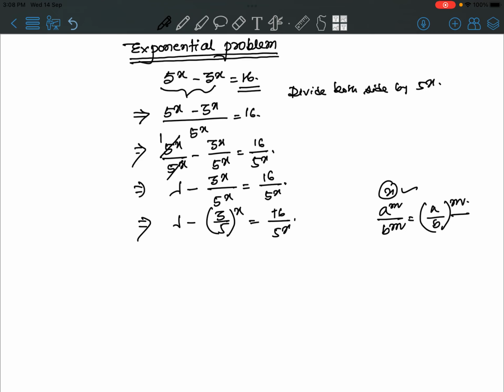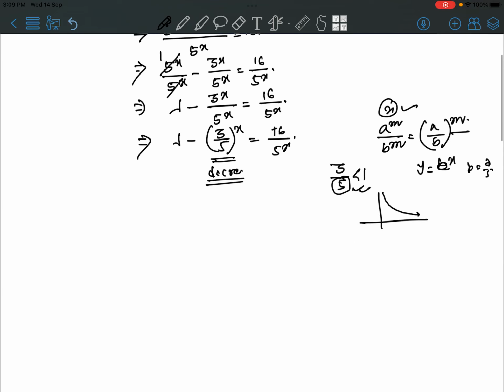Now we see that 3 by 5 is less than 1, because the denominator is greater than the numerator. Suppose we have an exponential function b to the power x, where b equals 3 by 5. Then we get a decreasing function, that means this function is decreasing. In the case of 16 divided by 5 to the power x, 5 to the power x is an increasing function, so as 5 to the power x increases, 16 divided by 5 to the power x is decreasing. I hope you understand.